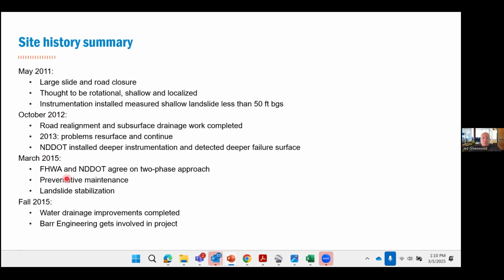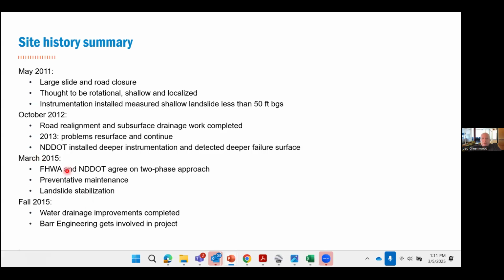Then October 2012, there was the road realignment that I mentioned, that subsurface drainage work. 2013, there's more problems continuing. So the DOT, North Dakota Department of Transportation, installed deeper instrumentation and noted that there was a deeper failure surface. So this was a larger landslide than initially determined.